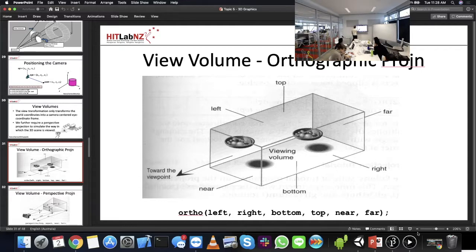Also, because all of these edges of this view volume are parallel, all the lines in the view volume which are parallel will remain parallel. So to create an orthographic projection, we can just say in Processing ortho left, right. So give the left coordinate, the right coordinate, the bottom coordinate, the top coordinate, the near plane coordinate, and the far plane coordinate. So we give it six measurements, which are the six measurements of the sides of the projection.